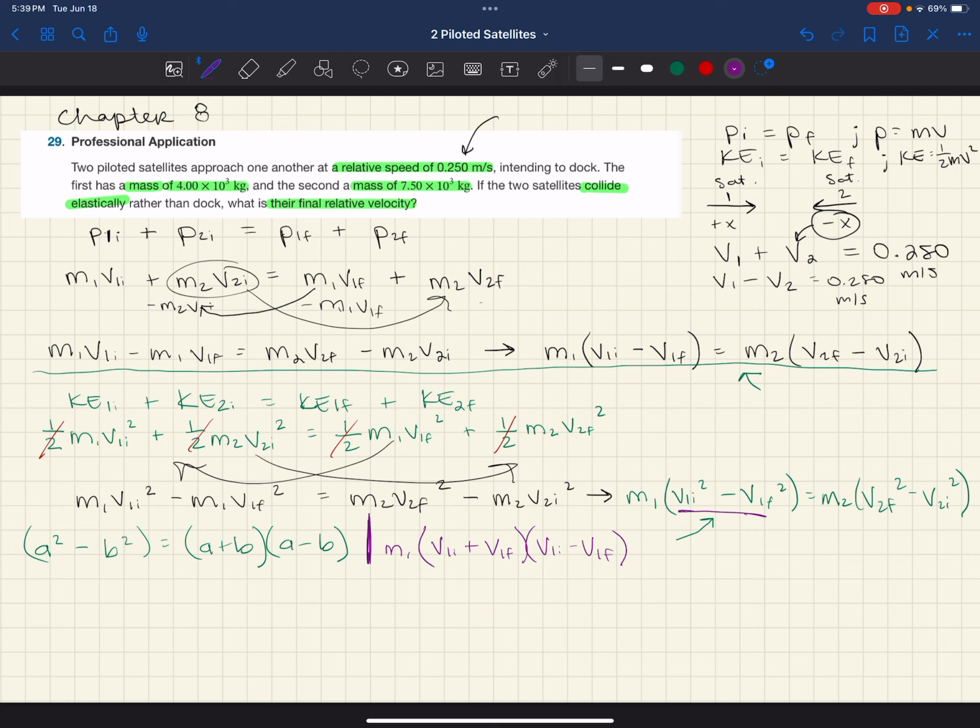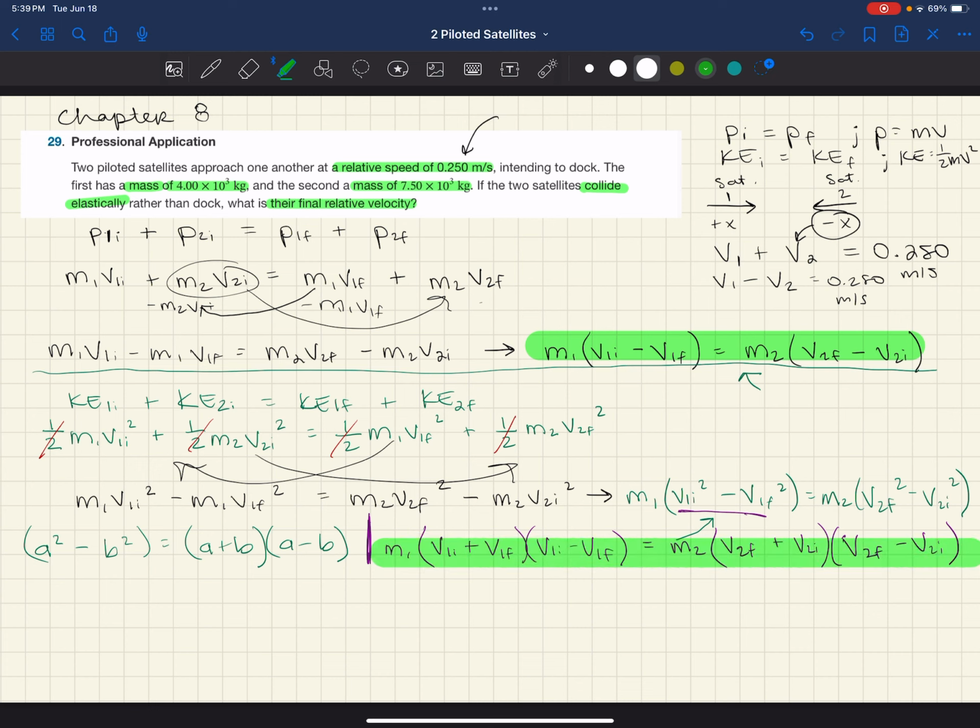Okay, so we've just simplified the left side a little bit more. We're going to do the same on the right. m2, and this would be v2f plus v2 initial, and then times v2f minus v2 initial. So now I have simplified the kinetic energy portion as far as I possibly can. And I'm going to just highlight the two equations I have.